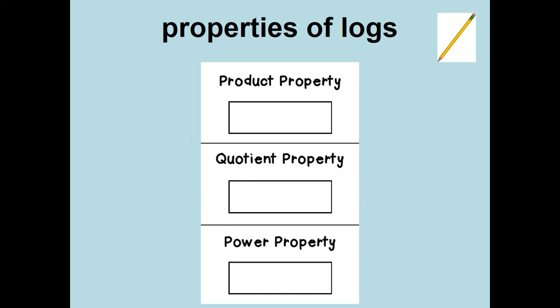So, that foldable. Properties of logs. On the front here, we're going to put some information. You're also going to want to cut along the lines here. So cut here, cut there. So that way you can open the flaps.